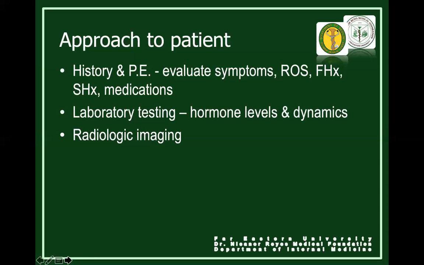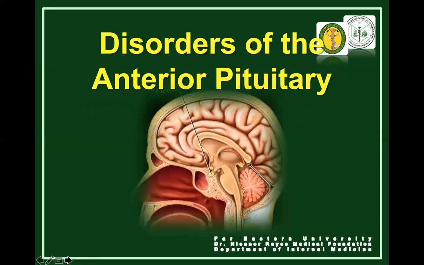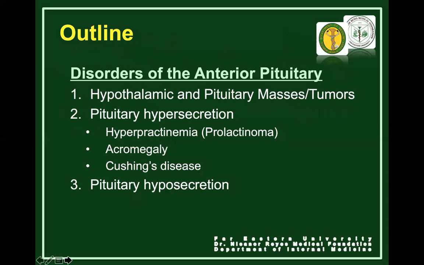Okay, so now let's go on to the different disorders of the anterior pituitary. So again, this is the outline. We'll talk about first the mass or the tumors, and then we'll go through hypersecretion. We'll just mention the ones that are very common in pituitary hypersecretion and pituitary hyposecretion. We'll talk about one by one because it is clinically relevant, because you would need to supplement them.